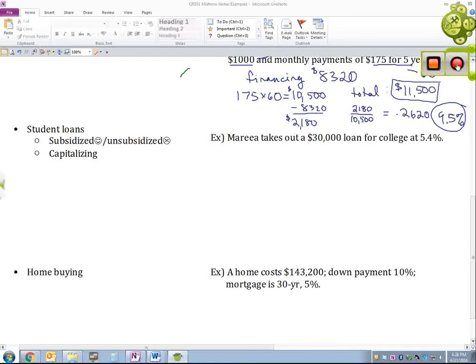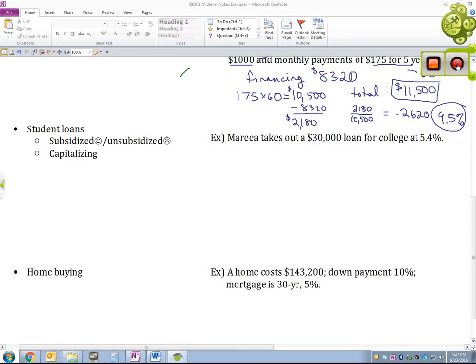For student loans, the first thing you need to pay attention to is the difference between the terms subsidized and unsubsidized, okay? If a loan is subsidized, that means that the government is taking care of the interest while the student is in school plus the 6-month deferment period, okay? So I put a smiley face next to that one. Subsidized makes us smile because that means interest we don't have to pay.